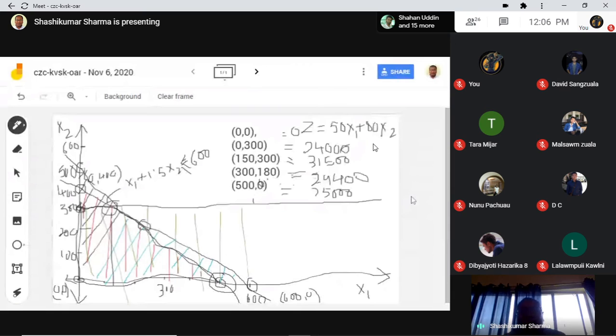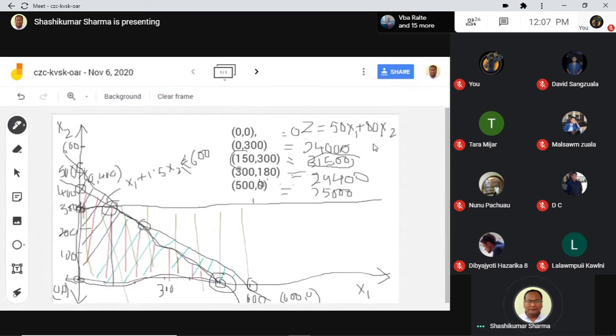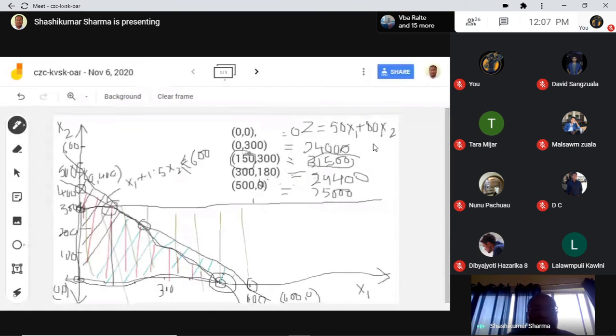So which one gives you the maximum? So the maximum is given by 31,500. That means you need to produce 150 X1 model and 300 X2 model, so that you get a maximum revenue of rupees 31,500. Okay, so this is how we solve the problem.